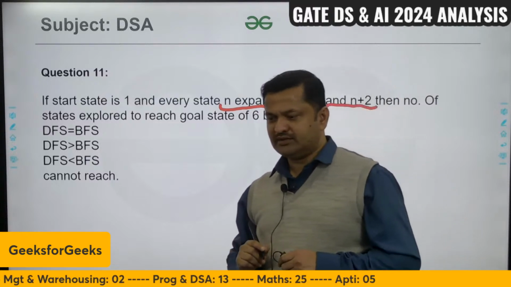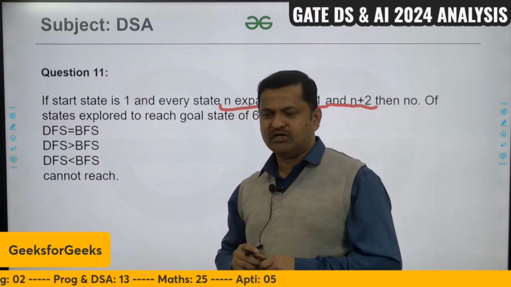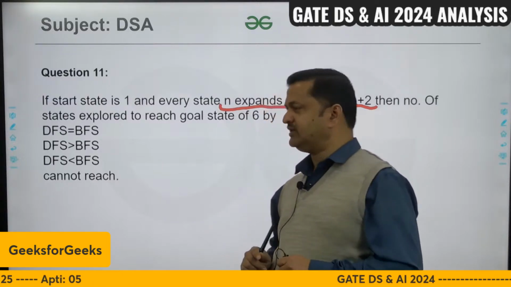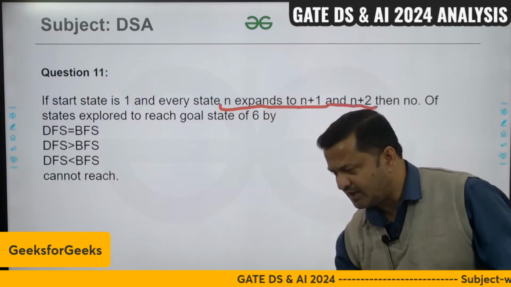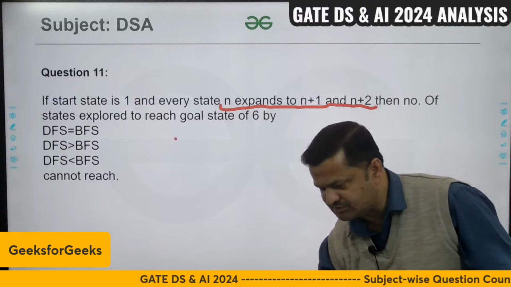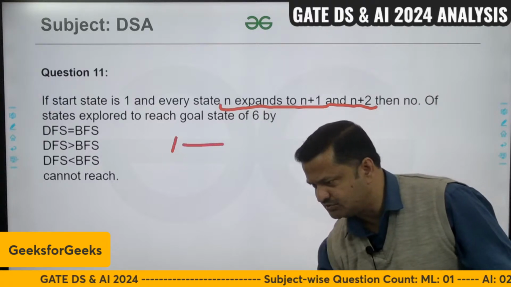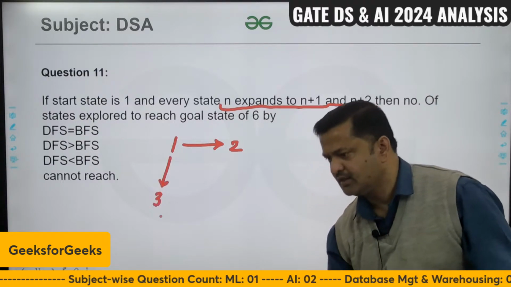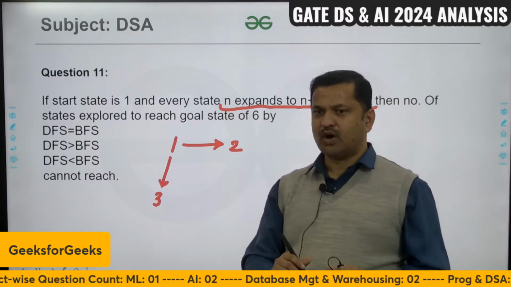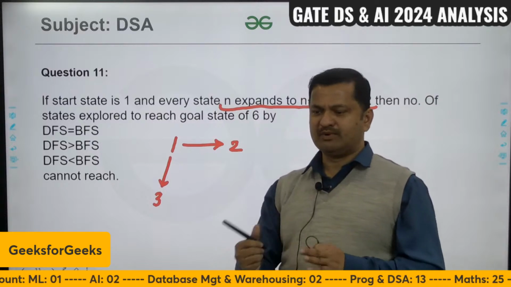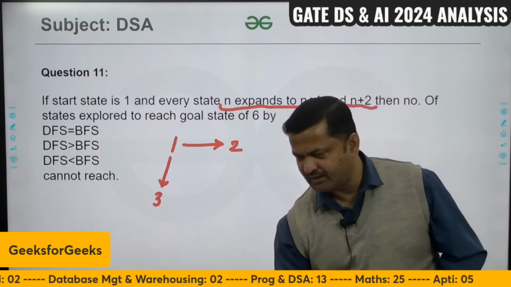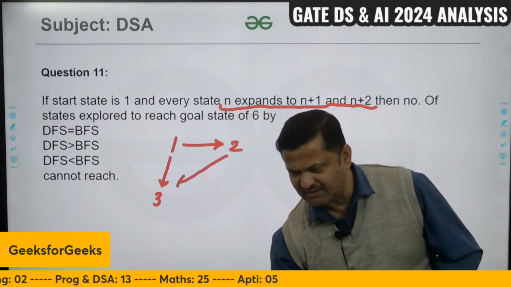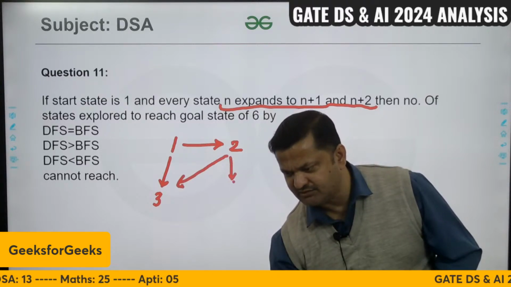All right, then the number of states explored to reach the goal number 6. First we have to complete the graph. Let me complete the graph over here. I'll start with 1. This is state 1 that can reach state number 2 or state number 3. By the definition, 1 can expand to 1 plus 1 or 1 plus 2. Now look at 2. 2 can expand to 2 plus 1, that is 3, or 2 plus 2, that is 4.